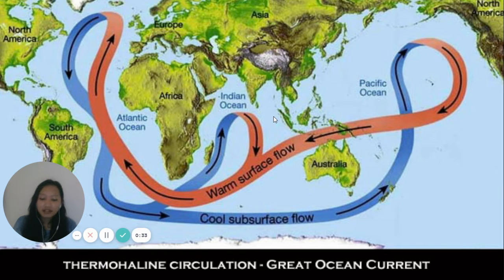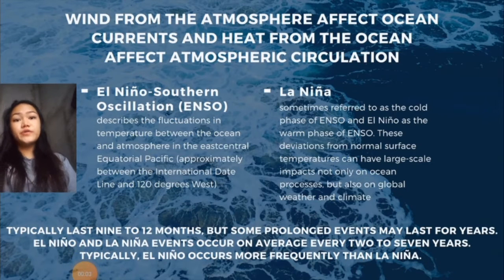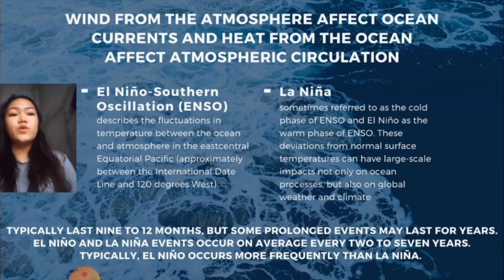The ocean conveyor belt affects regional and global climate. So, wind from the atmosphere affects ocean currents, and heat from the ocean affects atmospheric circulation. Two of the most common of these interactions between the atmosphere and the ocean are the El Nino Southern Oscillation, or ENSO, and La Nina phenomena. El Nino and La Nina are opposite phases of what is known as the El Nino Southern Oscillation cycle. The ENSO cycle is a scientific term that describes the ocean and atmosphere in the east central equatorial Pacific. La Nina is sometimes referred to as the cold phase of ENSO, and El Nino as the warm phase of ENSO.